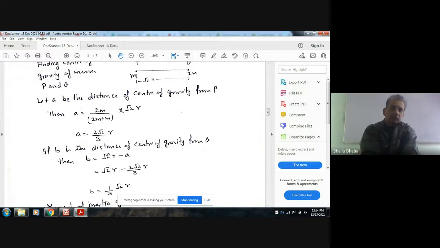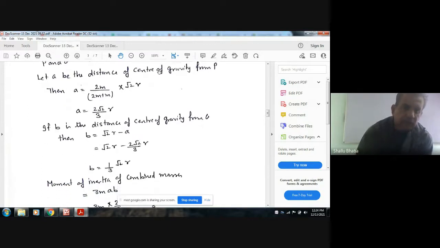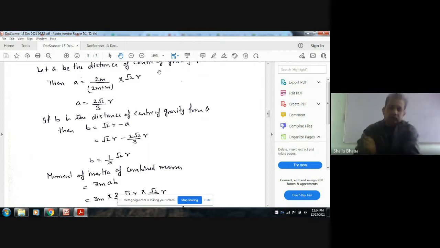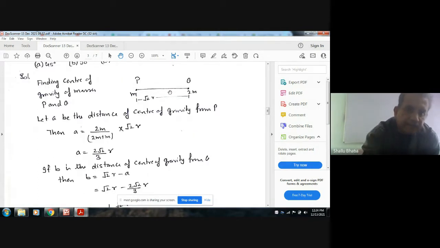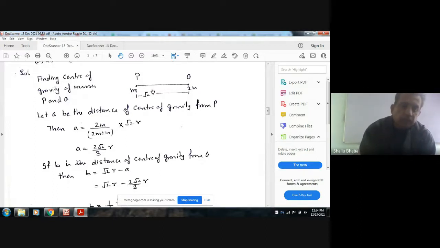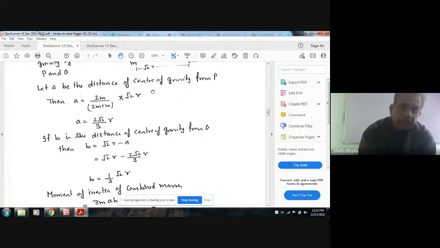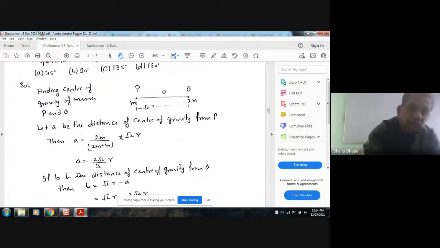Now if A is known and the total length is root 2 R, we can find the other distance B. What is the purpose of finding A and B? A is the distance of the center of gravity from point P and B is the distance of the center of gravity from point Q. Once we have found A and B, we can find the mass moment of inertia of the system.